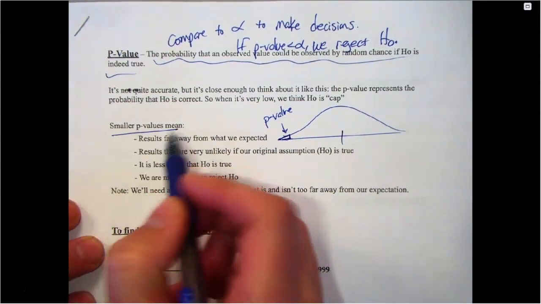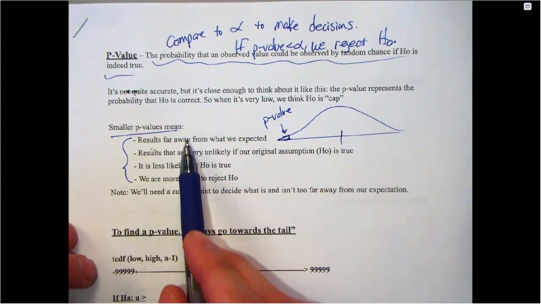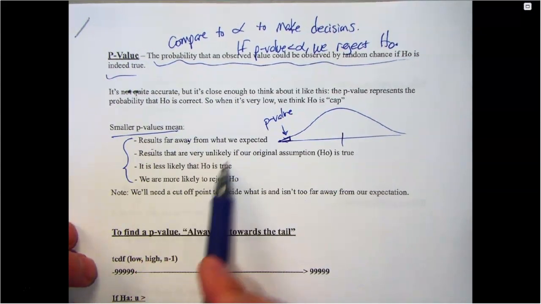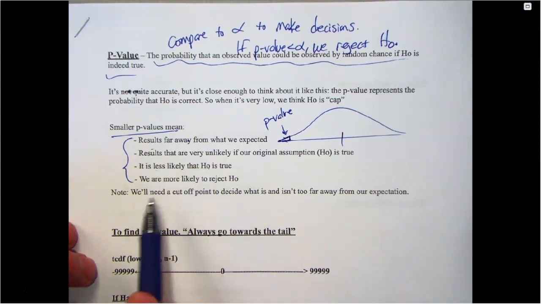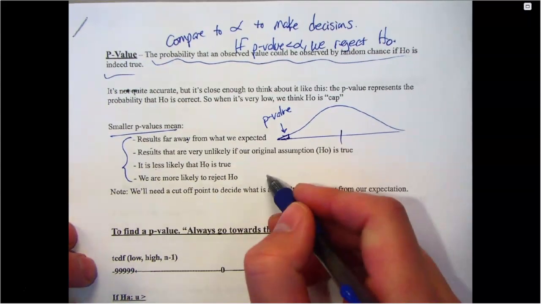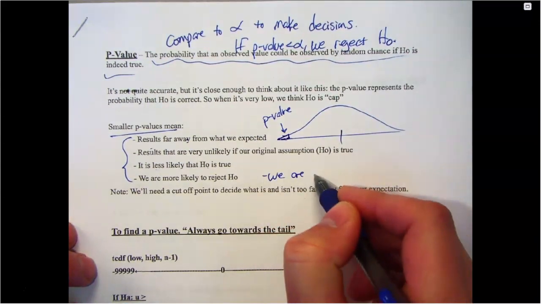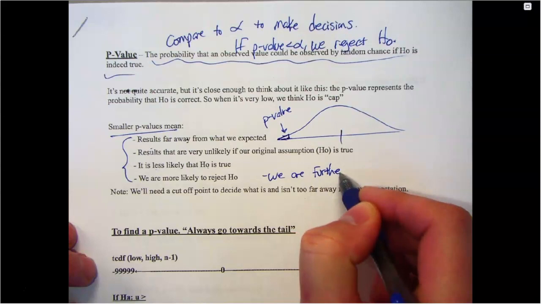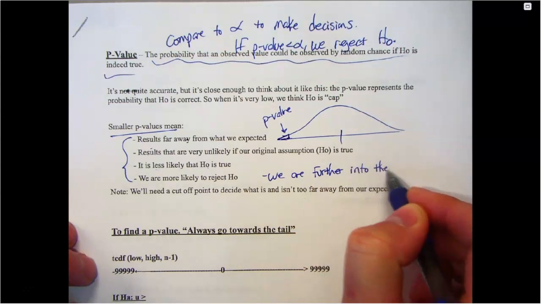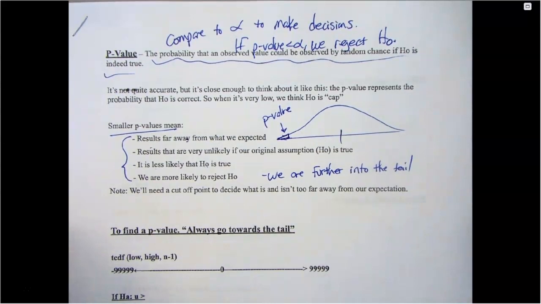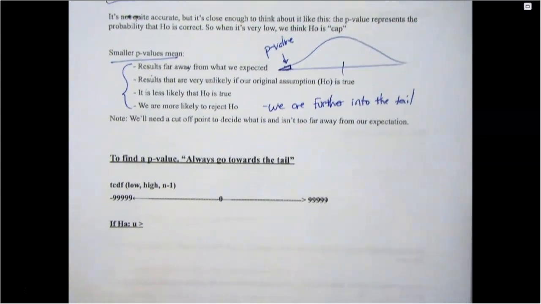So smaller p-values mean any of these things: results far away from what we expected, results that are very unlikely, less likely that H naught is true, we're more likely to reject H naught, we are further into the tail. So we've got to know how to find it.